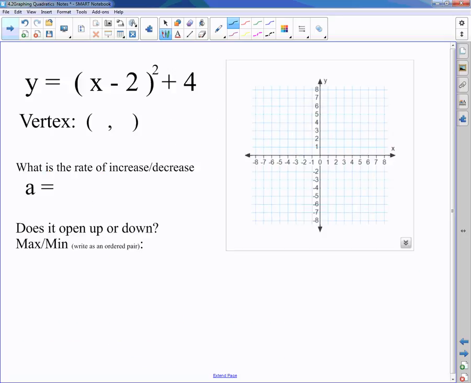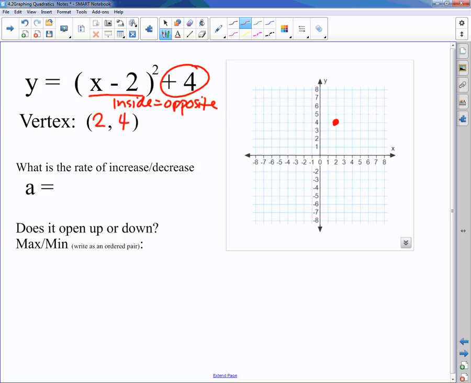So if we look, we got to find the vertex. The x value of the vertex is always this number inside parentheses by the x. If it's inside, it's opposite. So notice it's a negative 2. The x value of the vertex is actually going to be a positive 2. The y value of the vertex comes from this 4 outside. It stays the same. So the vertex is at 2, 4. So I can go ahead and plot the vertex.